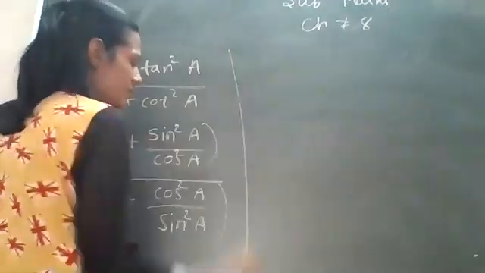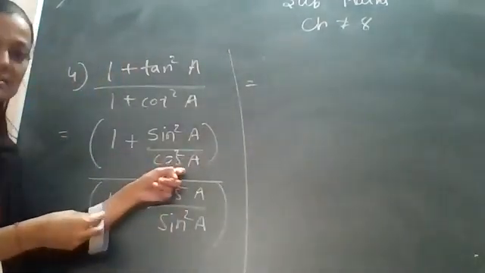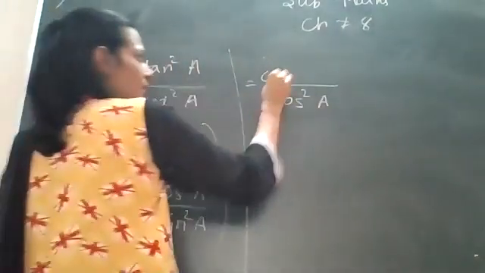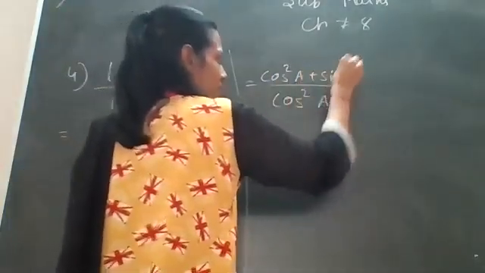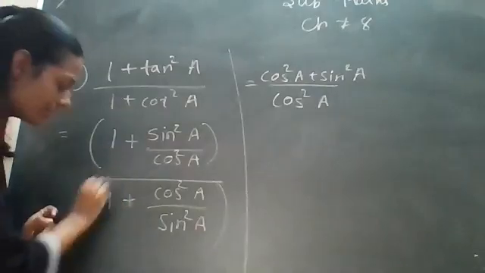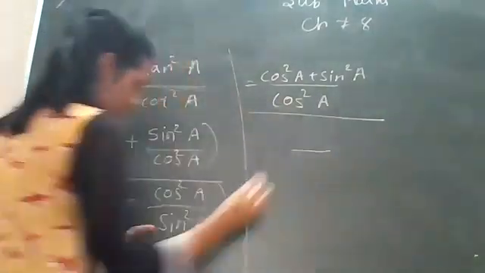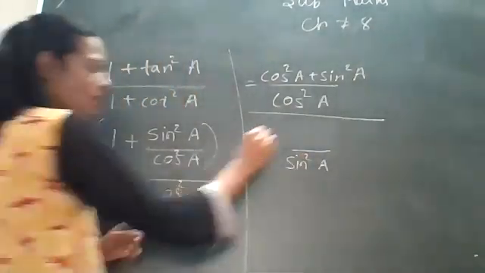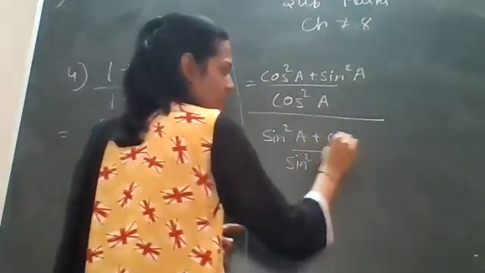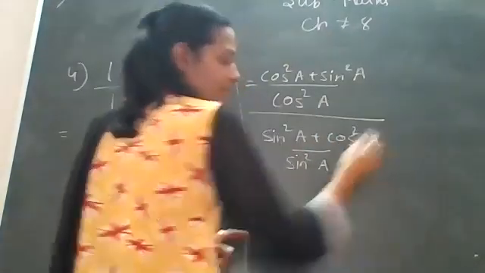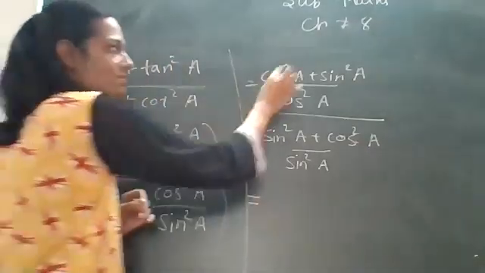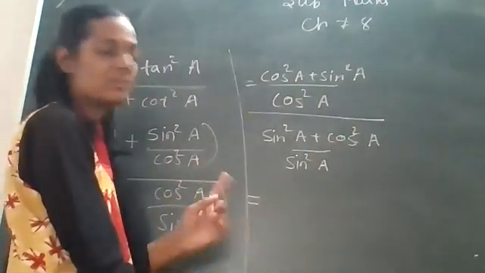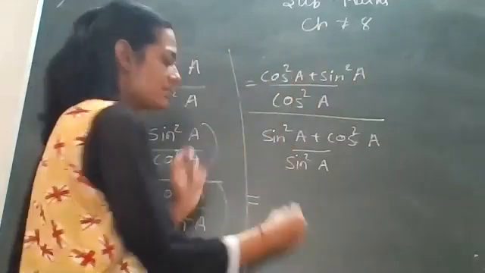Writing it here only because it is taking too much time. Here cos square A is there, so the LCM will be cos square A, so it becomes cos square A plus sin square A. Now here taking the LCM, sin square A will be the LCM, so it becomes sin square A plus cos square A. Now we are writing in a proper way. Cos square A plus sin square A is equal to 1, since sin square theta plus cos square theta is equal to 1.